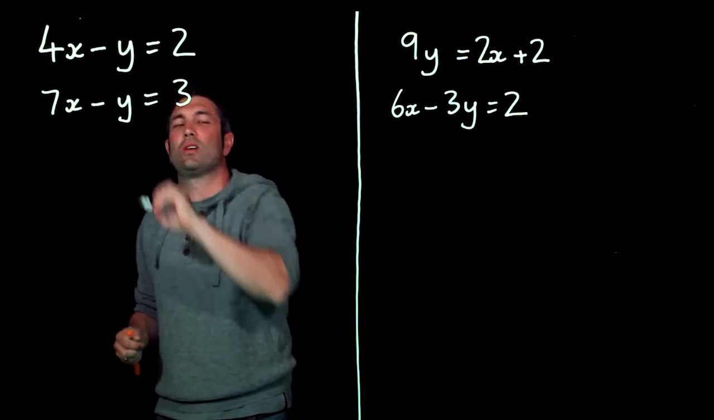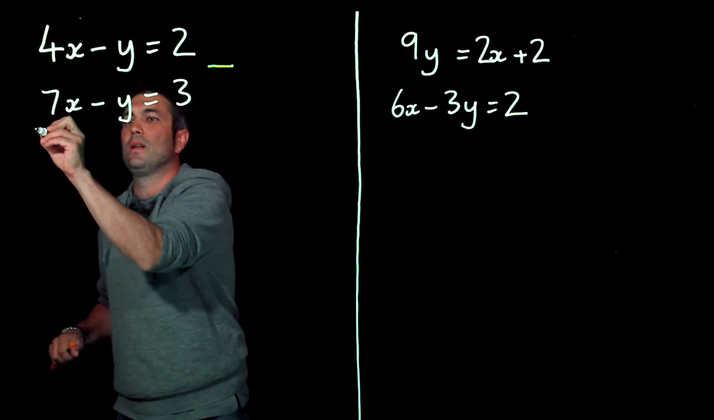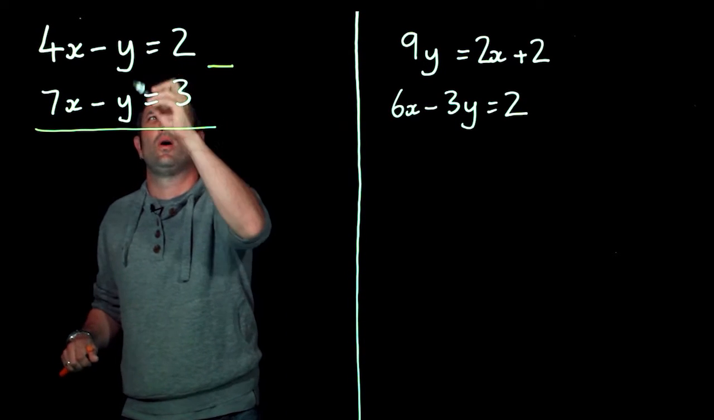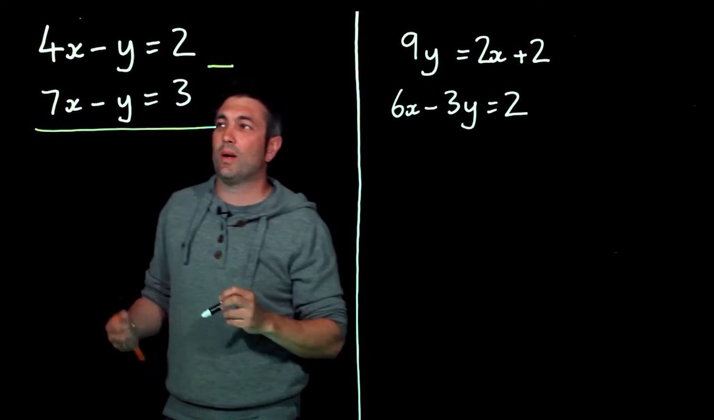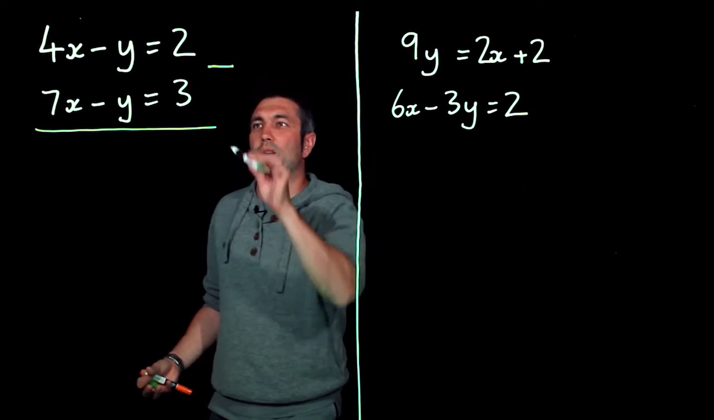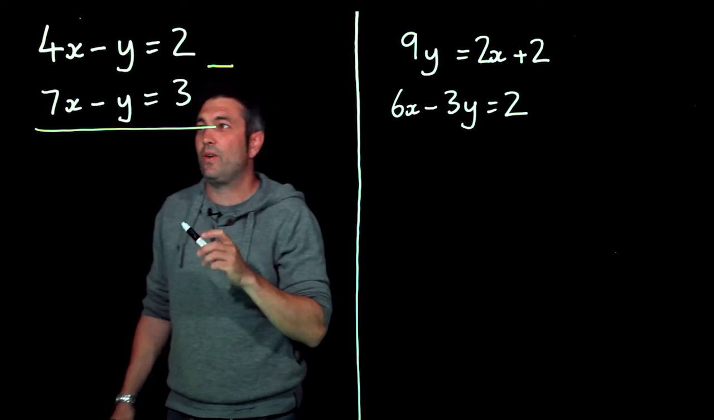Now, if the signs are the same of the letter you're getting rid of, take away. So I'm going to take these away. It might look a bit odd because I've got negative y, take away another negative y, but actually the two negatives together make a positive and they'll cancel out. Also, what's slightly different in this case is I'm going to do the bottom take away the top, so I get a positive amount of x.